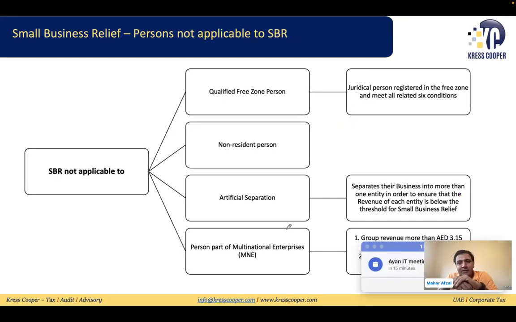The person is not subject to this; there are some exceptions. These are the exceptions. These people will not be able to opt for the small business relief. So two categories we have discussed, three categories basically: resident persons having a business income in the current tax period and in any previous tax period less than 3 million. Natural persons having a business income in the current tax period and in any previous tax period less than 3 million.